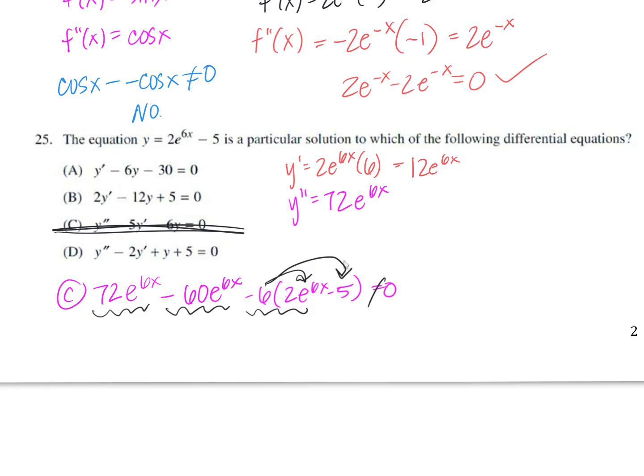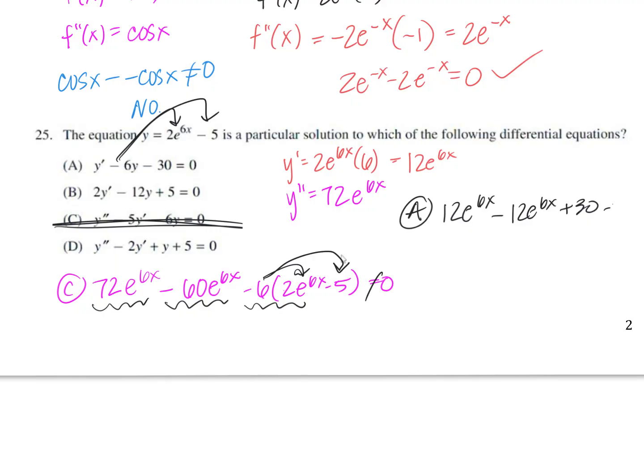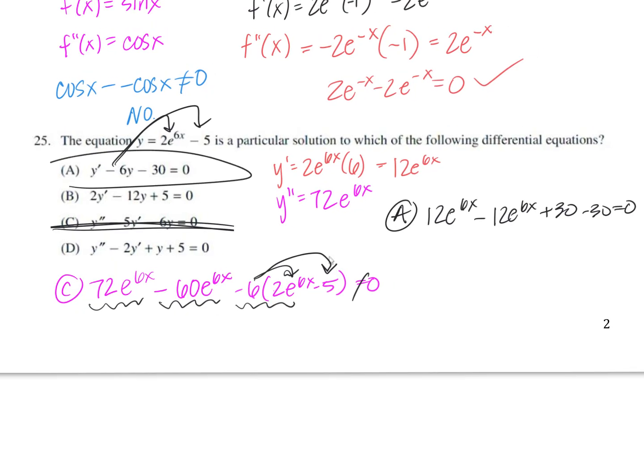D? Gosh, D's a lot to plug in. Okay, I'll take that. I'm going to save you guys some time. Let's start with A. What's y prime? y prime we said was 12e to the 6x. What's 6 times this going to get me? Let's write it out. 6 of that guy? 12e to the 6x. 6 of that guy. Be careful. Plus 30. Oh, shoot, it was a minus 6. Minus 6, minus 6. It is plus 30. Elliot, what would I do without you? Then what do I have here? Minus 30. Does that get a 0? Yep. Yeah, only one of them will, and thank goodness it's A.